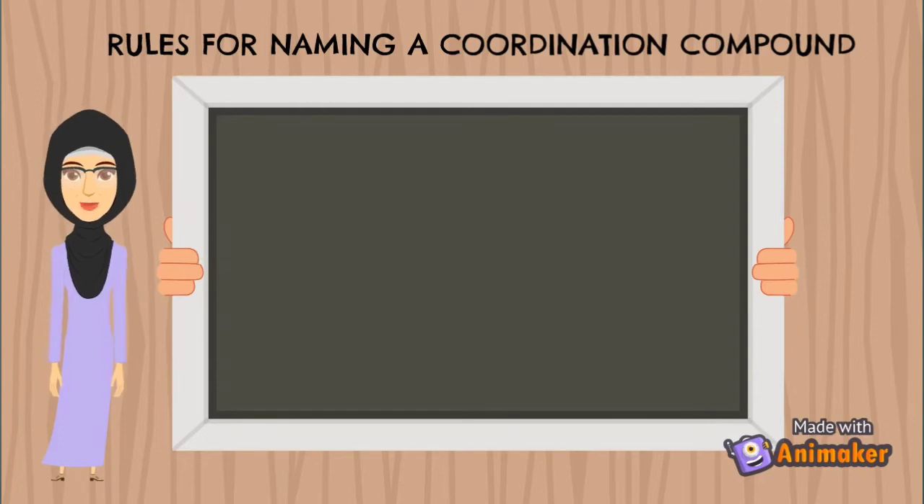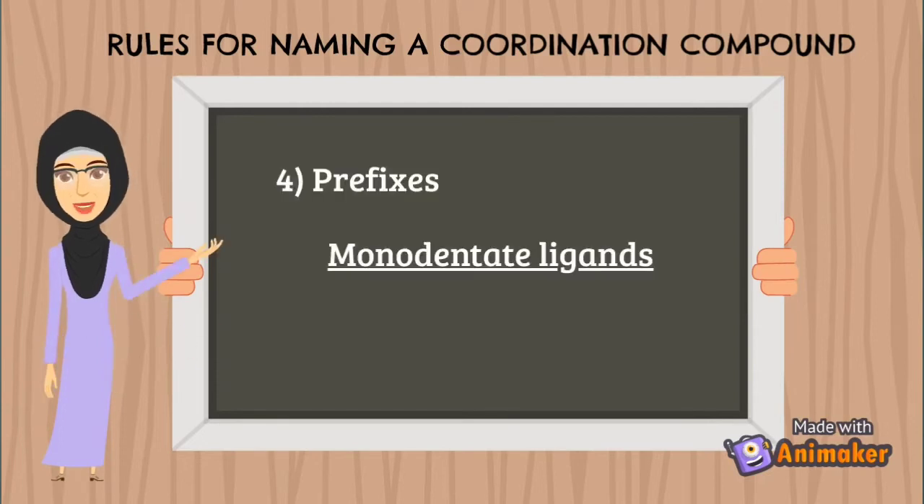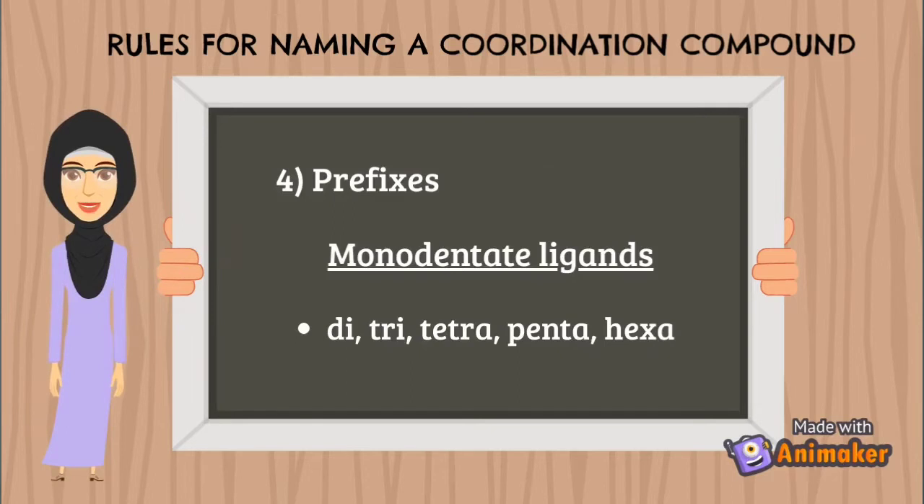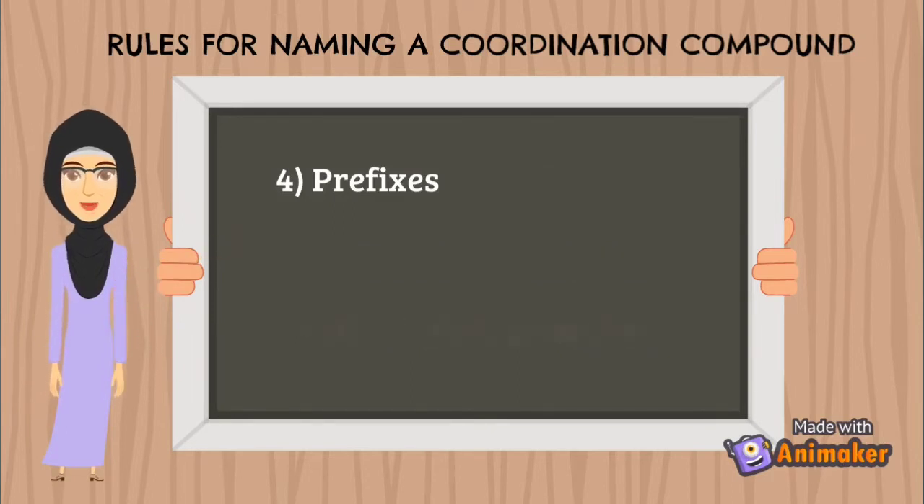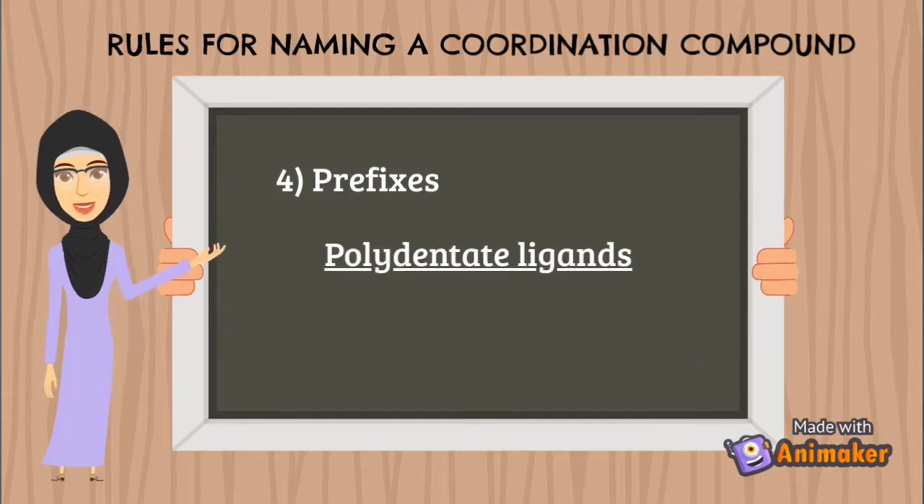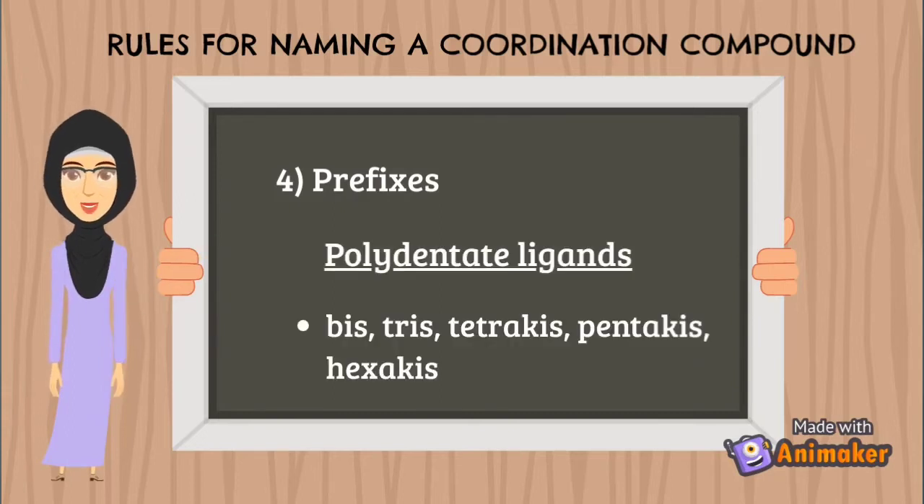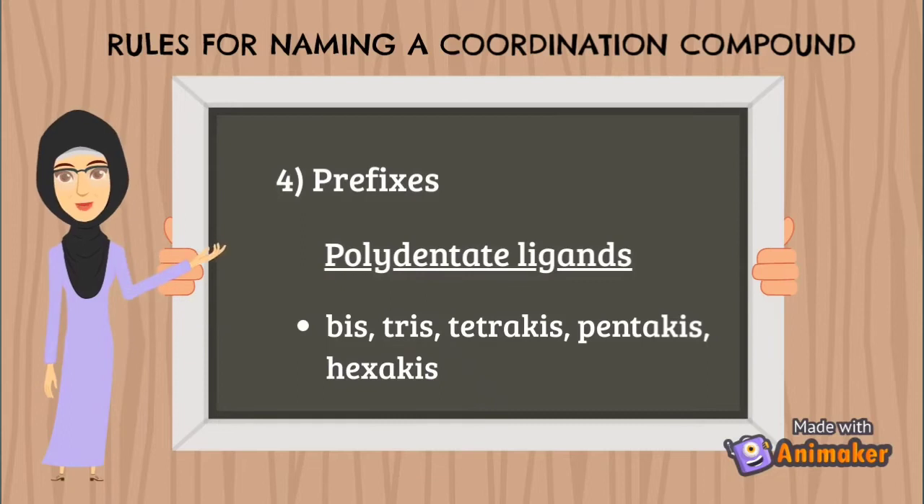Rule 4. Add in the prefixes. Monodentate ligands use di, tri, tetra, penta, and hexa as prefixes. Meanwhile, polydentate ligands use bis, tris, tetrakis, pentakis, and hexakis.